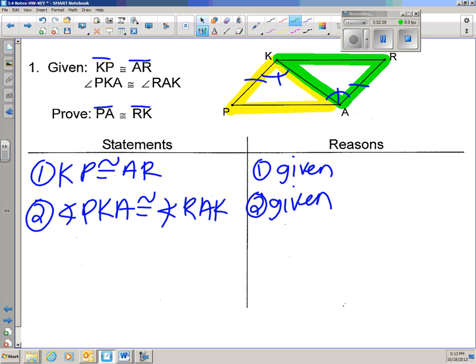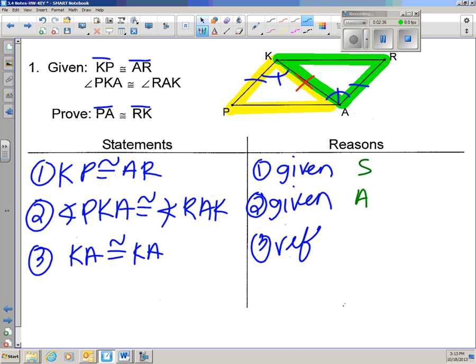We happen to have right now a side and an angle. Well, we're looking for something else, and we happen to be in the side angle side lesson, so therefore it must be a second side, which would be the third piece of information. Hopefully you realize that we've got an overlap. We've got a shared side, and that's a part of both triangles. So we're going to say the line segment KA is congruent to line segment KA. And the reason for that is because of the reflexive property.